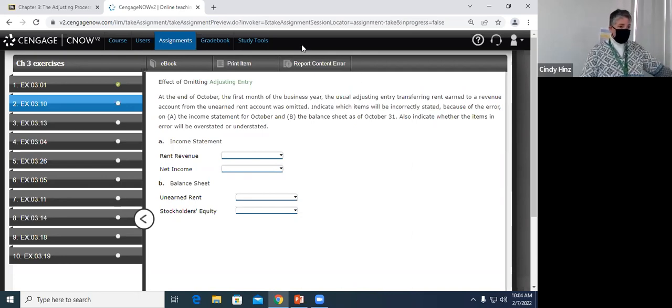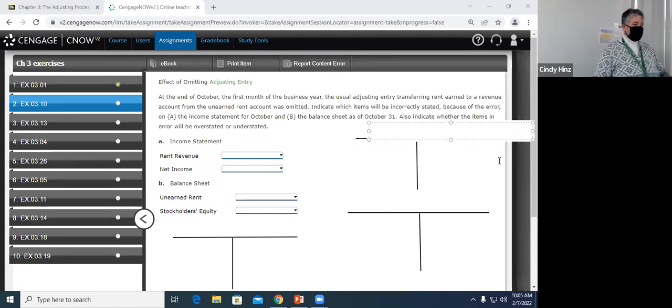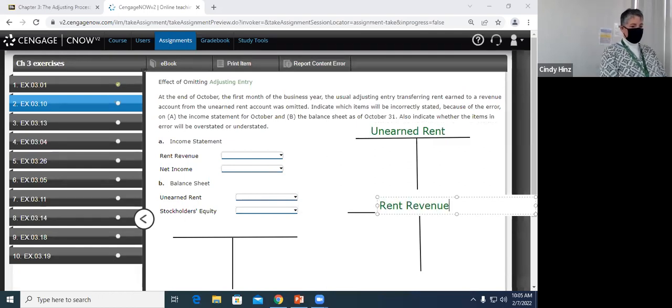So I'm going to set up some T accounts here, so we can think about what's happening. And even though this exercise does not give us any dollar amounts, I'm just going to make some up because I think it's easier if we talk about it with actual numbers rather than just in theory. So I'm going to put unearned rent and rent revenue and cash here.